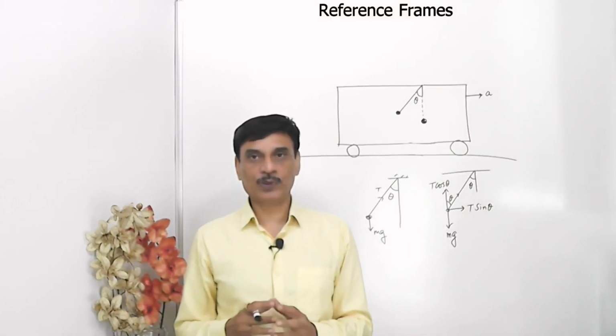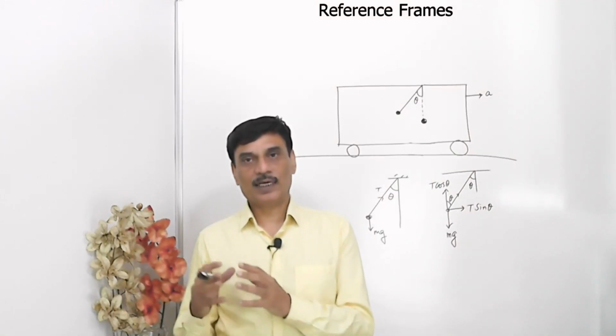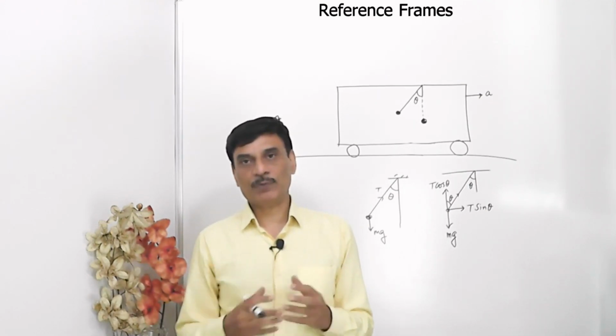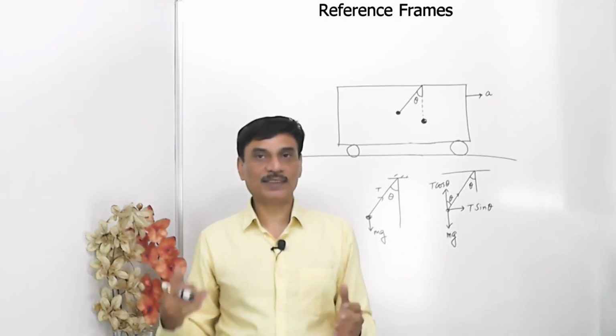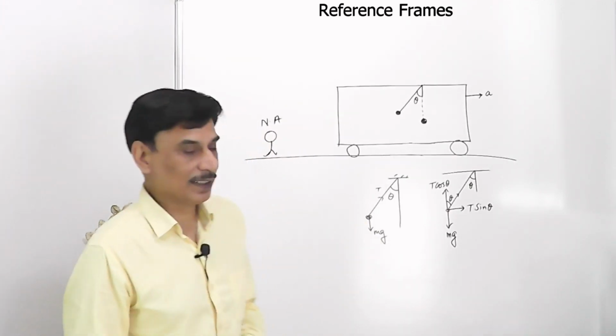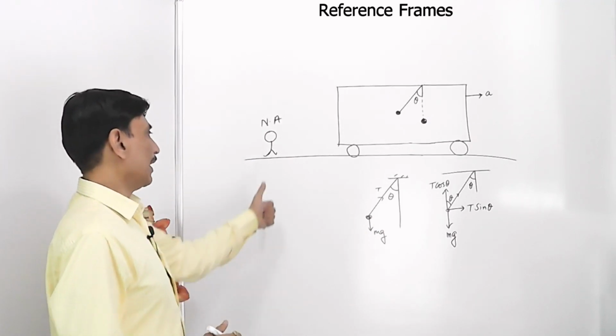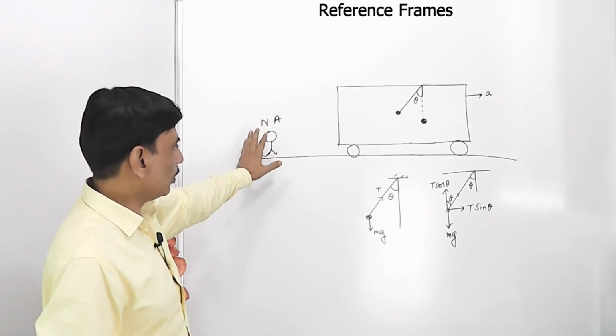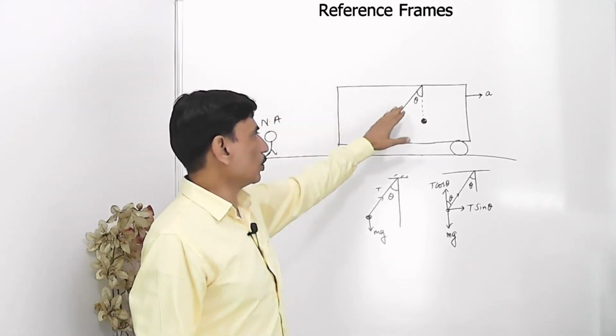We shall find the solution using an inertial reference frame and then a non-inertial reference frame, and then we see whether our answer matches or not. Let's first take the inertial reference frame, that is, a non-accelerated reference frame. It means the person is on the ground. He is not accelerating.